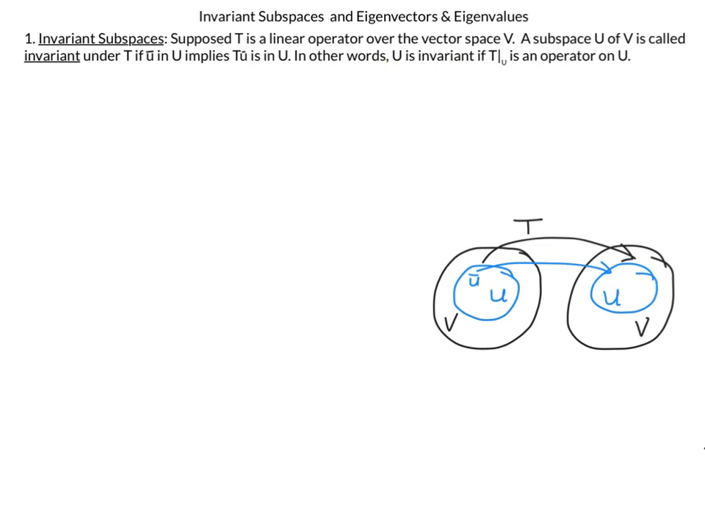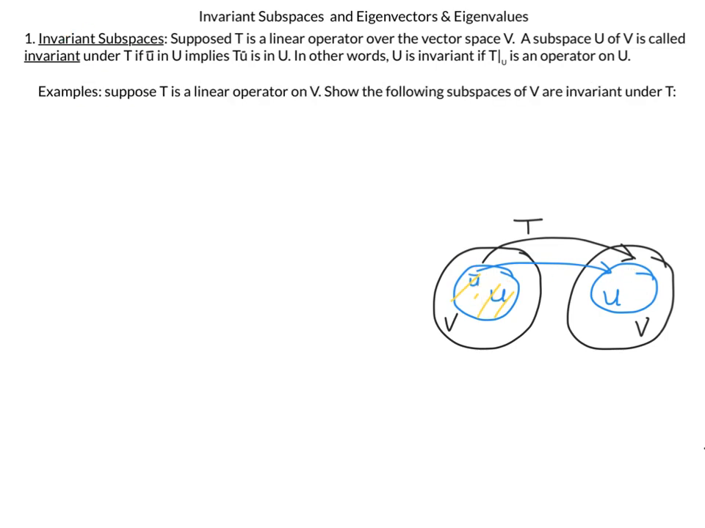So in other words, U is invariant if T restricted to U, so if we only consider the subspace U now, and we ignore everything else outside of U, this is T restricted just to U, is then an operator on U. In other words, it maps right back onto U. The way I personally like to think of invariant is: what happens in U stays in U. We will do some examples.